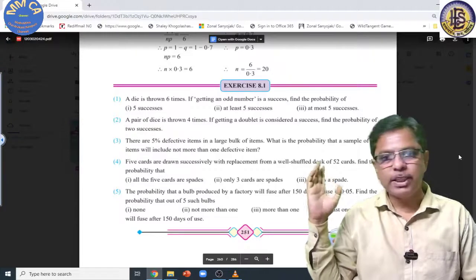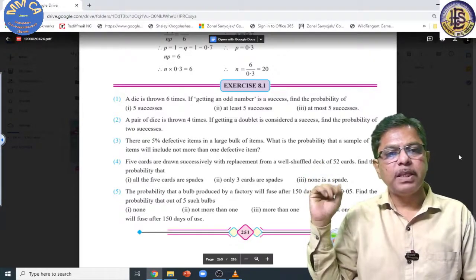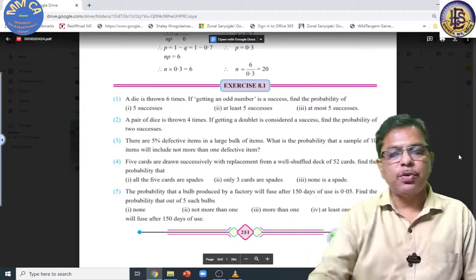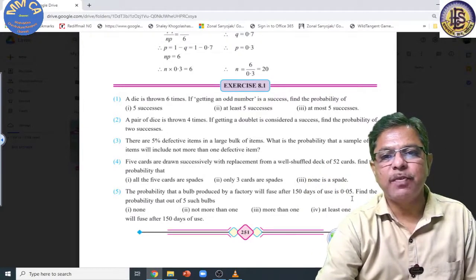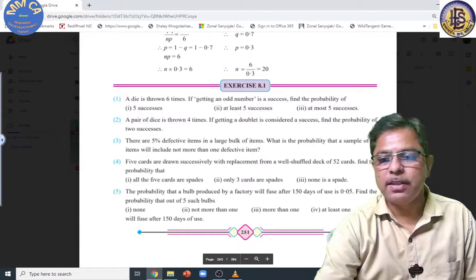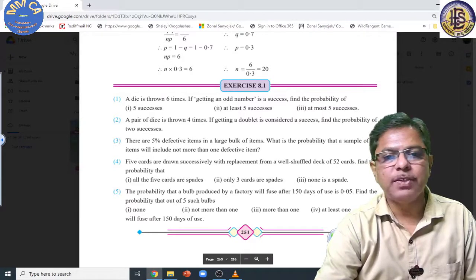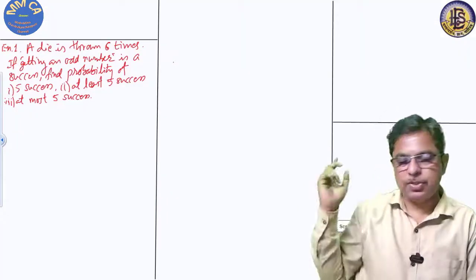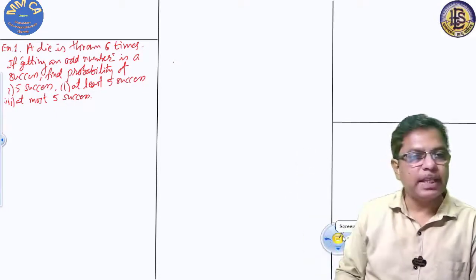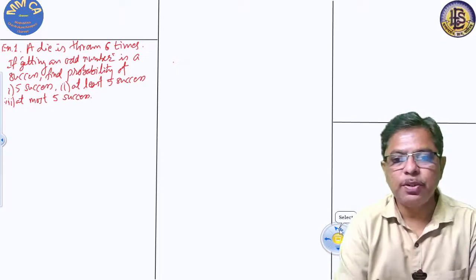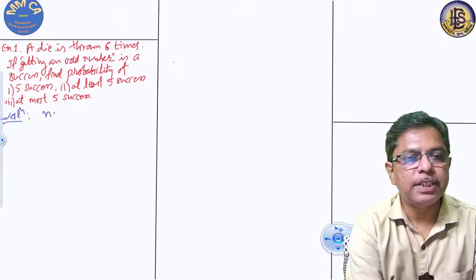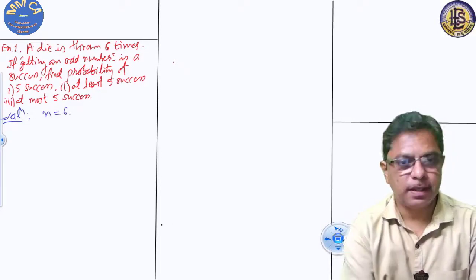From exercise 8.1, the first example is: a die is thrown 6 times. If getting an odd number is success, find the probability of 5 successes, at least 5 successes, and at most 5 successes. So we'll go for the solution. The die is thrown 6 times, so here n is equal to 6.